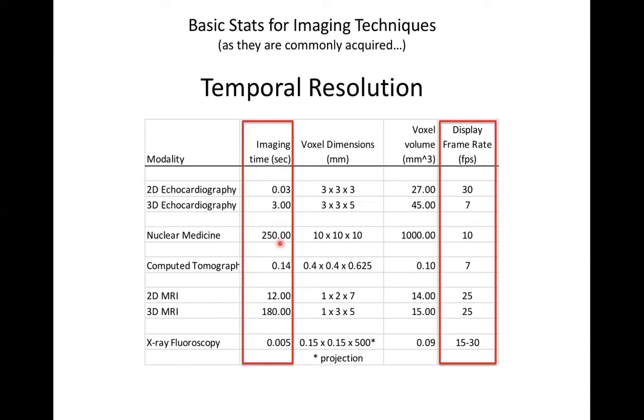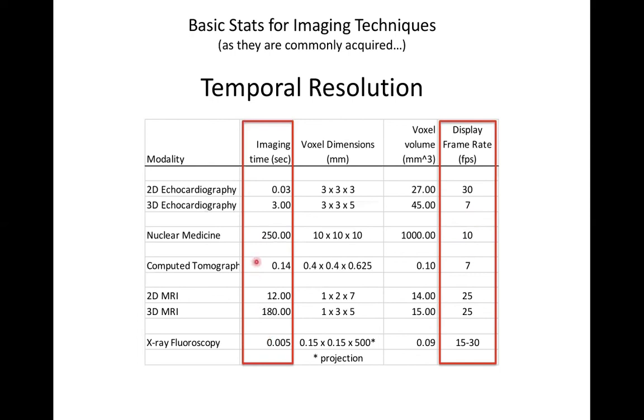250 seconds, so it's many, many heartbeats, many, many breathing cycles. It is binned through the heart rate and normally played back at 10 frames per second. But when you're taking 250 seconds to make it, a lot of things can happen, right? There's a lot of other motions that can occur physiologically to blur that picture. So, an extraordinary range in temporal resolutions.